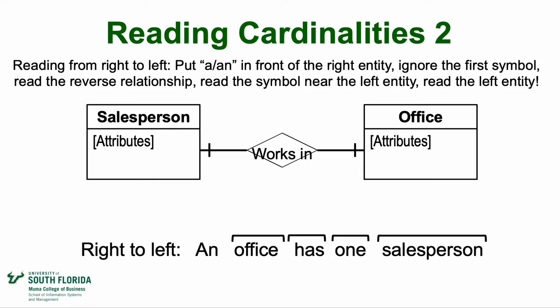Obviously, when we read from right to left, we need to do the opposite. Put a or an in front of the right entity, ignore the symbol, read the relationship, read the symbol near the left entity, and then read the entity. Thus, in the example below, we read, an office is worked in by or has one salesperson.